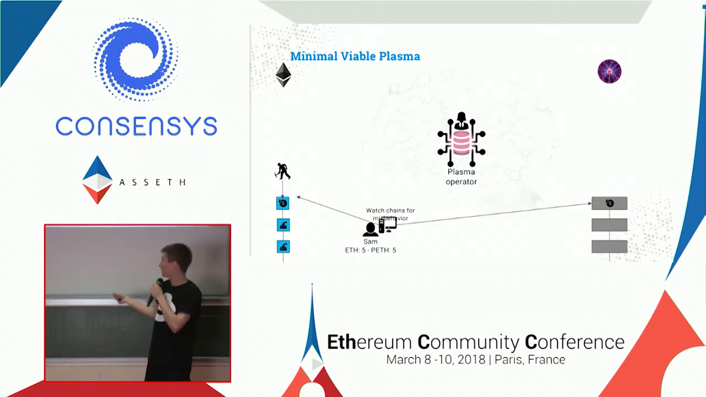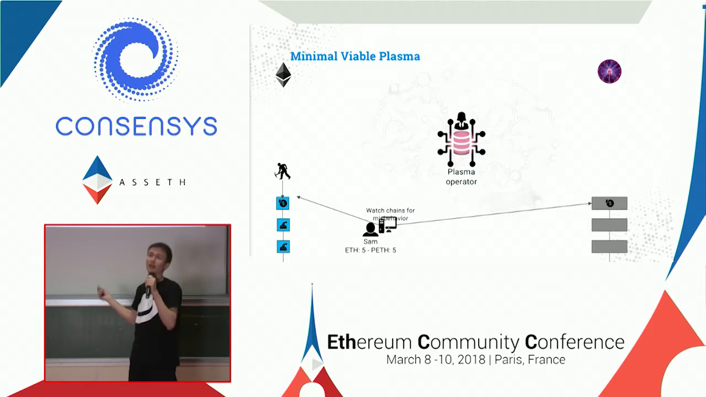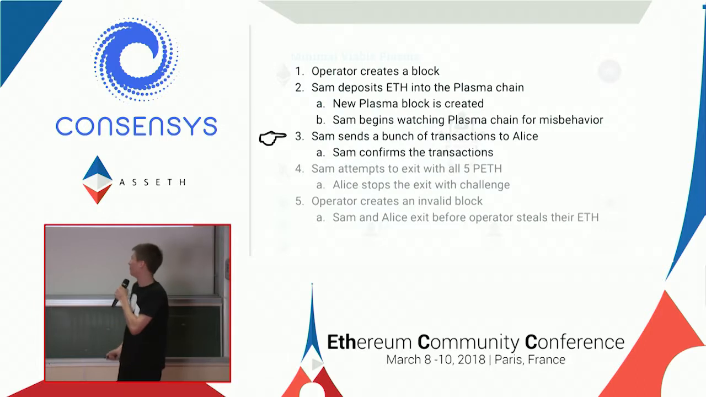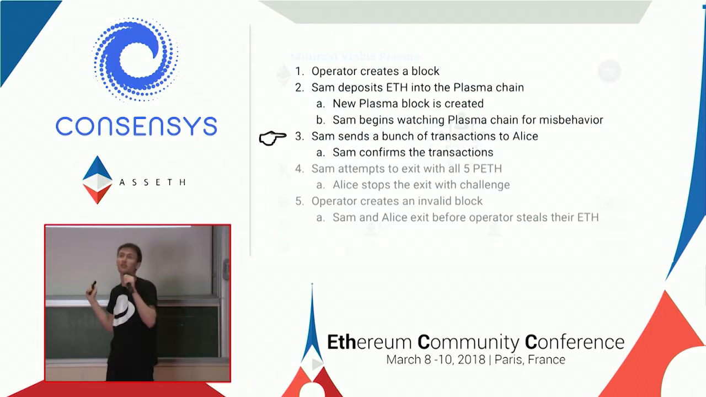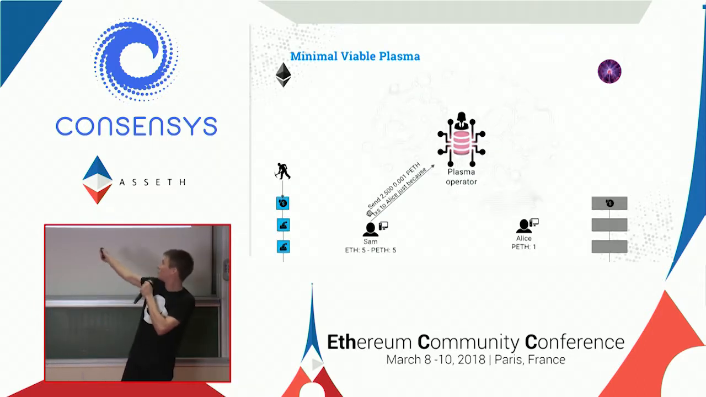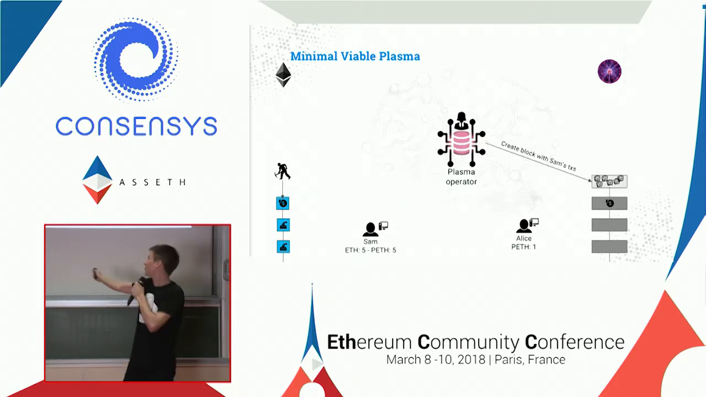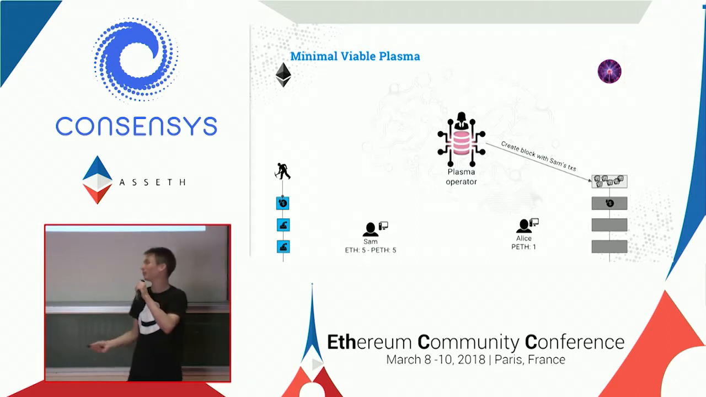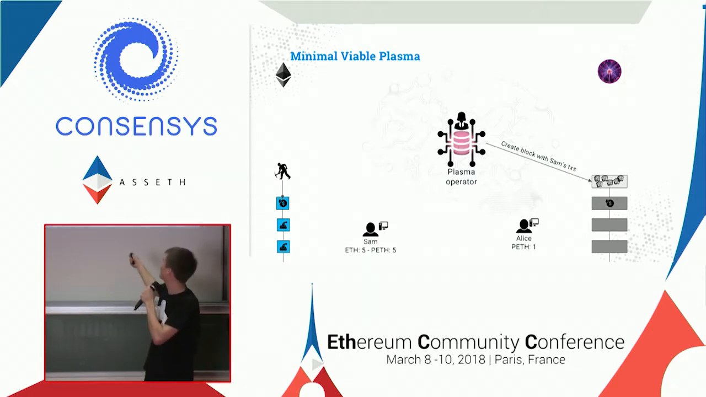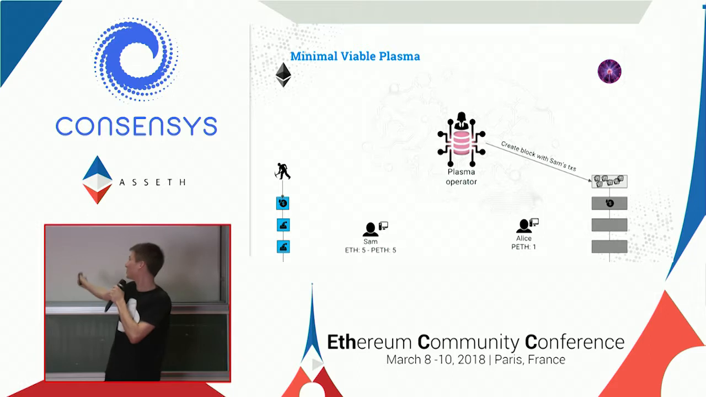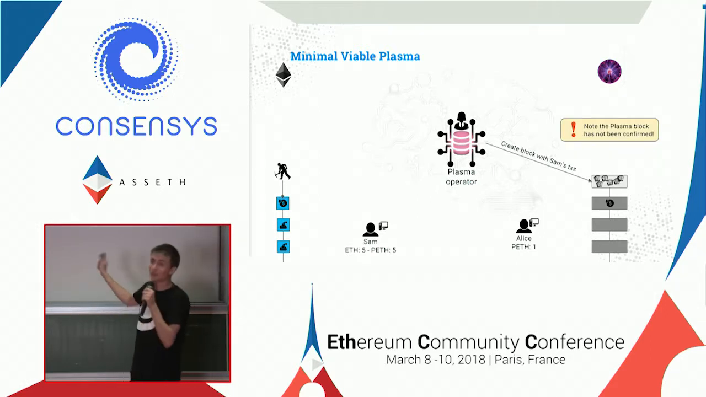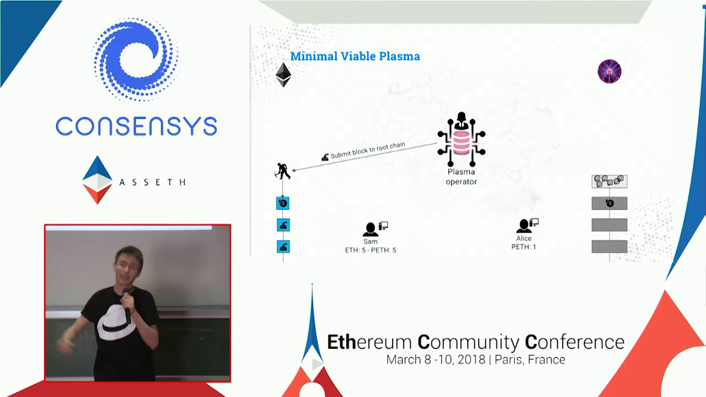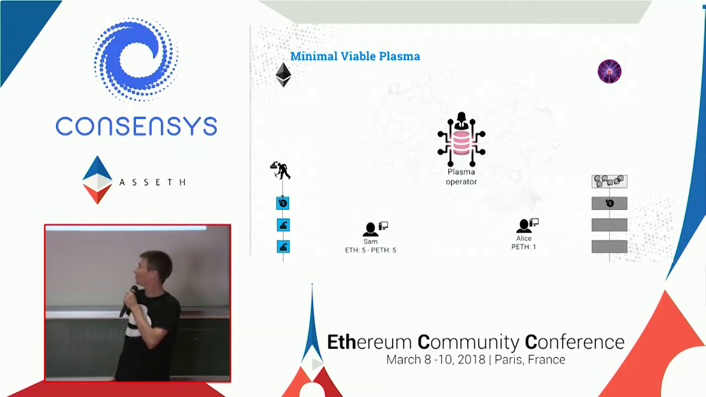So Sam is now going to start watching the main chain for misbehavior. And Alice will come in and do the same. Sam is going to send a bunch of tokens to Alice. So he sends 2,500 PETH, just because we now have 1,000 transactions per second. Oh, great, we can scale. And it'll create a block with all of those transactions. Note that the block has not been confirmed. The block will then be submitted into the main chain, and the miner will mine the block.